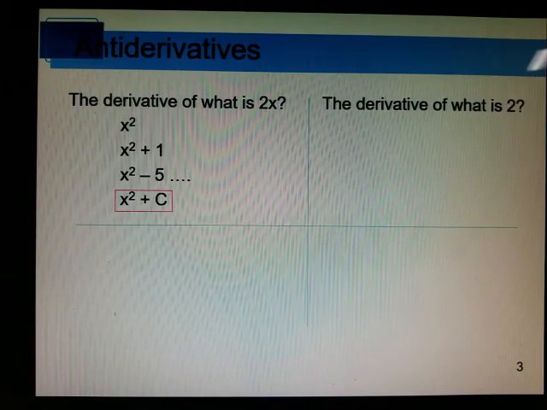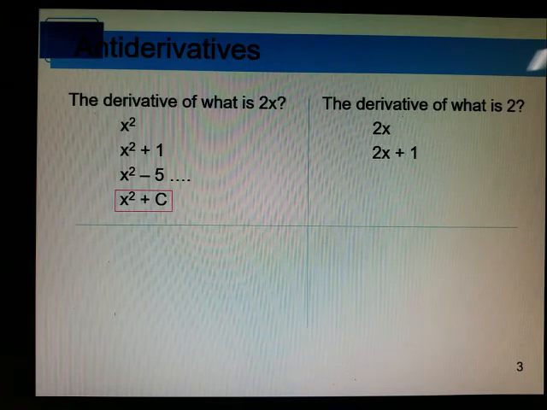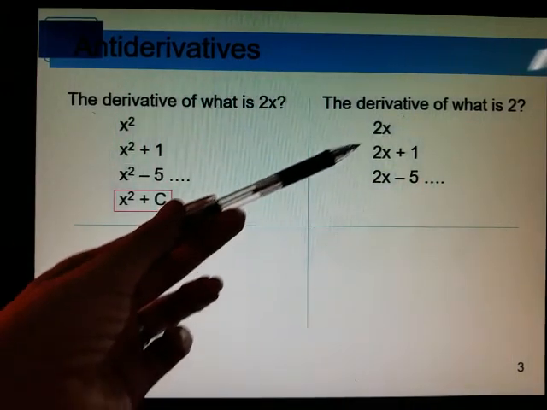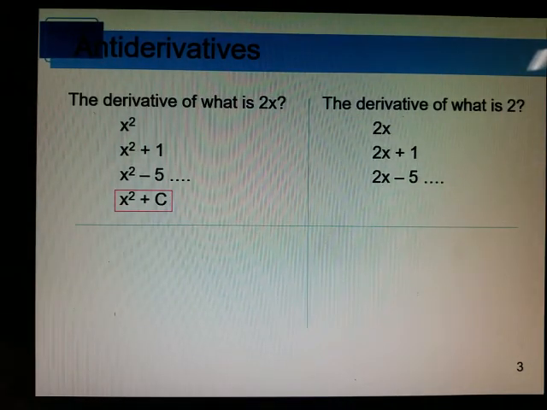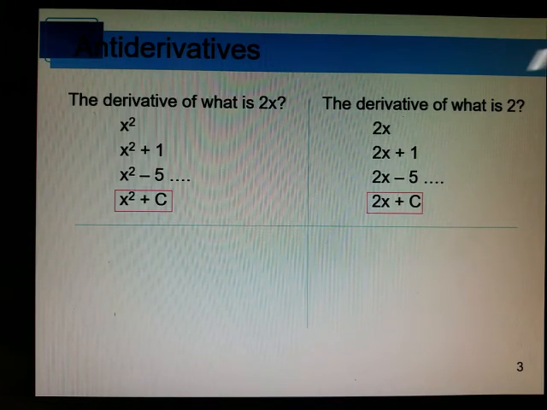If I asked you the derivative of what is 2, hopefully you think 2x. But again, it could have been 2x plus 1. That could be 2x minus 5. All three of these have a derivative of 2. So in reality, 2x plus c would also have a derivative of 2 as well.